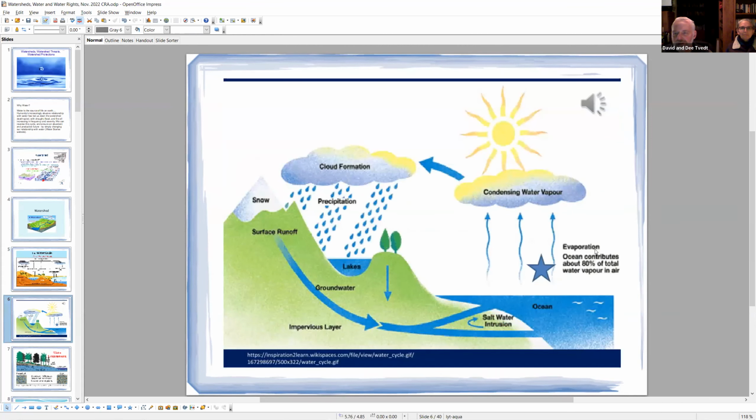So here it says with evaporation, ocean contributes to about 80% of the total water vapor in the air. And then that vapor goes over land, and if the conditions are right, we get snow or rain from them. And here you can see right next to the ocean, you can get saltwater intrusion. And as we'll get into a little later, with groundwater depletion, you can have further intrusion and problems.